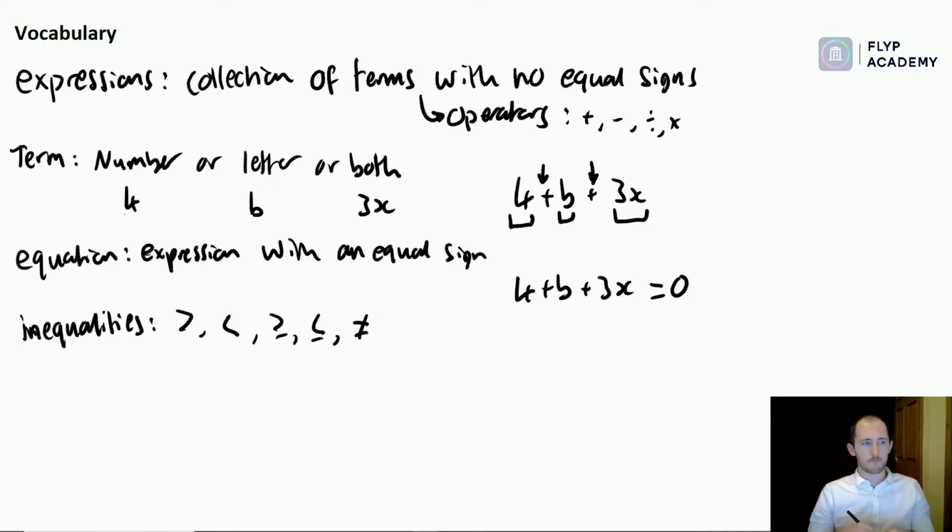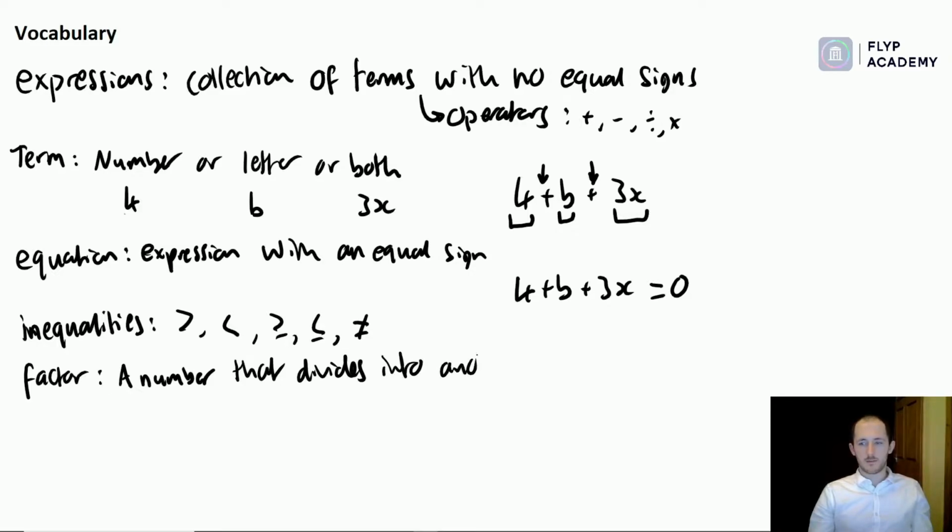Lastly, a factor. It's just a number. And again, if you're unsure, go back to the numbers video that we did, and I'll also go into more detail about what factors are and how you can work them out. A number that divides into another number with no remainder.